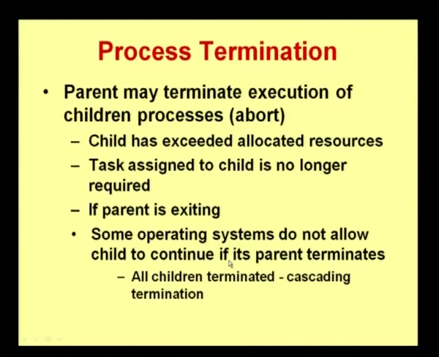This is because a child process is a subset of the parent process, wherein the parent process is said to be the superset. This is common in most operating systems. So all the children get terminated. This kind of termination we call a cascading termination. A cascading termination is one wherein all the children get terminated.